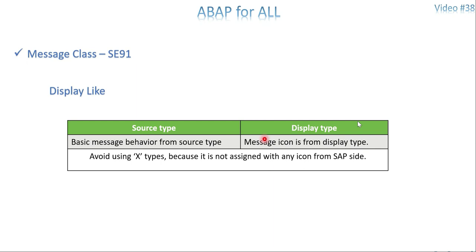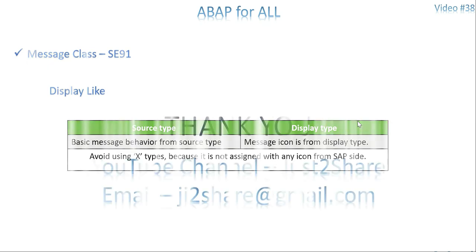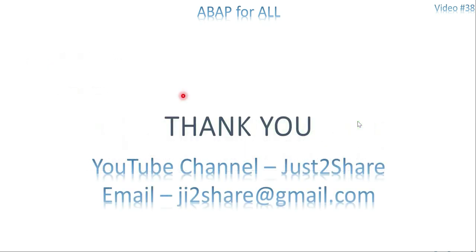And one option would be: don't use the X message type for the display like option. The reason is that every message type is mapped with an icon in SAP except the X message type. Even if you are able to use it, it won't give any syntax error, but you're not able to see the message type. I will show you in the system. So this is one of the options in message class, display like. That's it. I will show you these things in the system now.